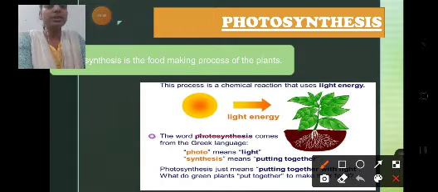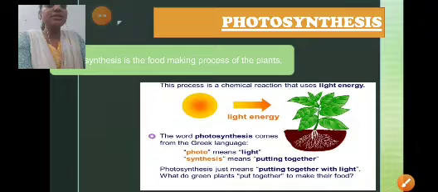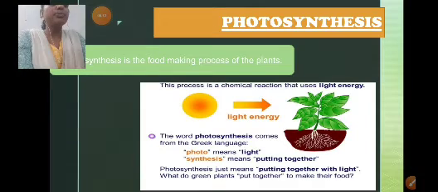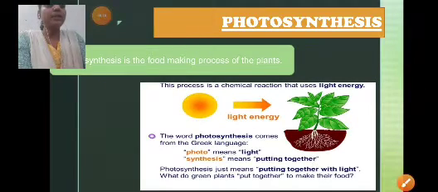The word photosynthesis has been derived from Greek words. Photo means light, whereas synthesis means putting something together or combining together. So photosynthesis just means putting together with light. That is, light will be used here to combine a few things to produce an organic molecule. So let us proceed now.